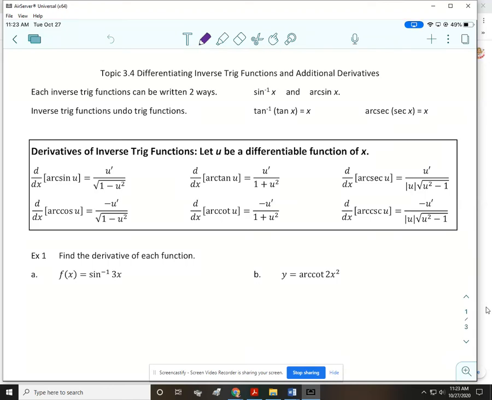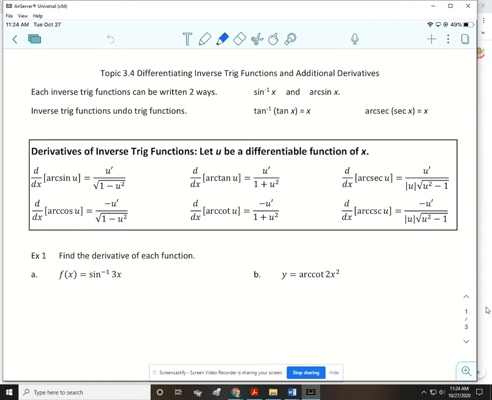All right, so this lesson is going to be on topic 3.4, and I kind of added a few additional derivatives that we haven't talked about yet. But this 3.4 is on differentiating the inverse trig functions. So just a review of the inverse trig functions, they can be written two ways.